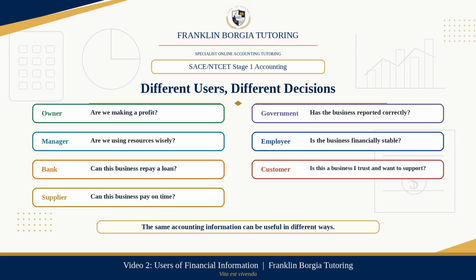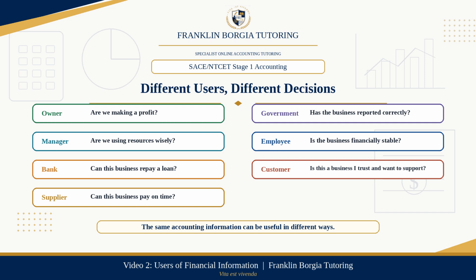The government may ask, has the business reported correctly? The employee may ask, is the business financially stable? The customer may ask, is this a business I trust and want to support? The same accounting information can therefore be useful to different people in different ways.